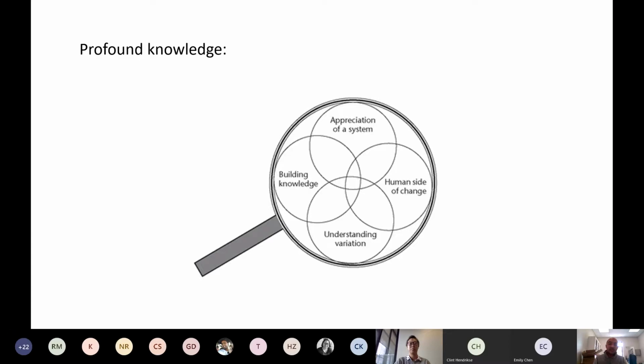The second part is the human side of change, and then Kat and Candace and Martin will tell you it's all about the human side of change.